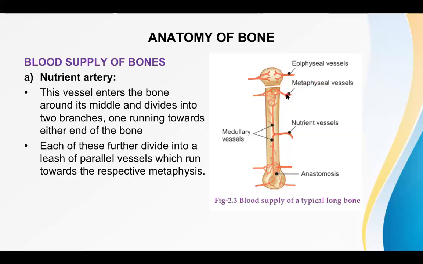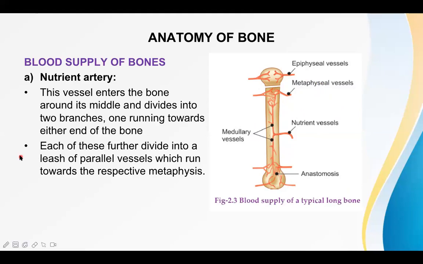So these are metaphyseal blood vessels. This is epiphysis, so these are epiphyseal blood vessels. And some more are periosteal blood vessels, which are coming from outside. All these blood vessels will form a good anastomosis inside the bone or on the surface, and this anastomosis is responsible for a good blood supply of the bone.